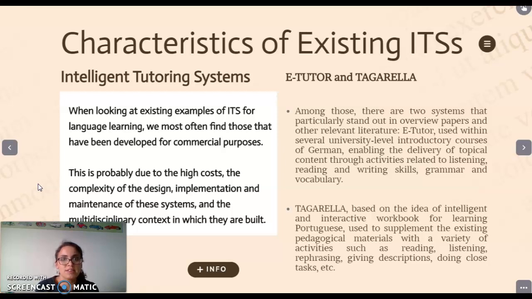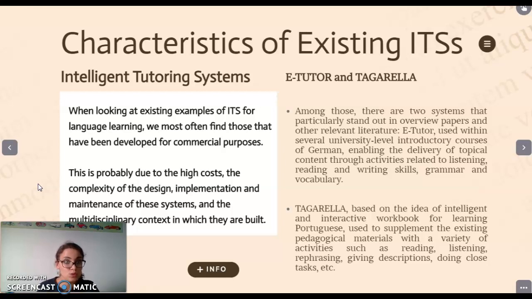We spoke about characteristics of existing intelligent tutoring systems. When looking at examples of ITSs for language learning, we most often find those that have been developed for commercial purposes, and this is probably due to the high cost, the complexity of the design, implementation, and maintenance of these systems, and the multidisciplinary context in which they are built.